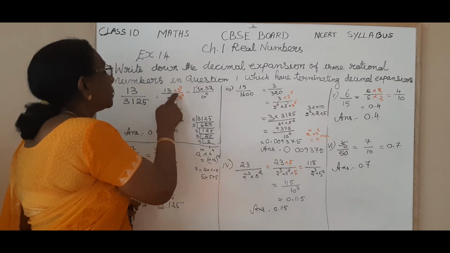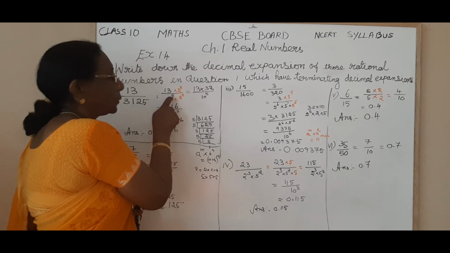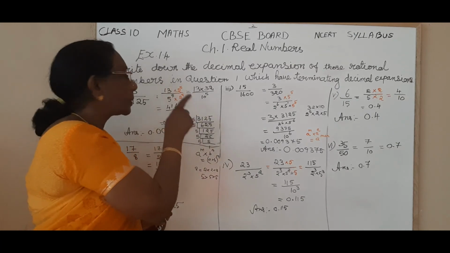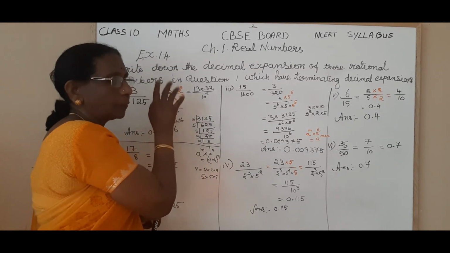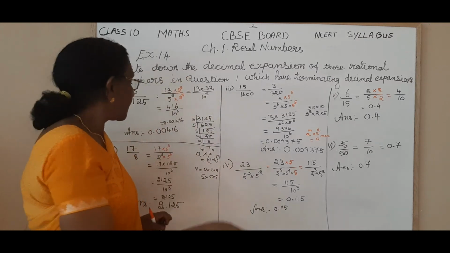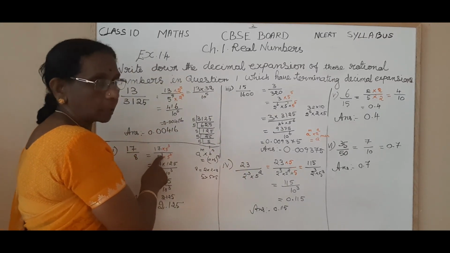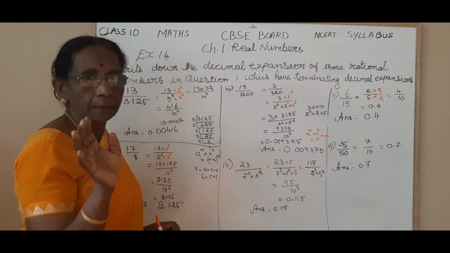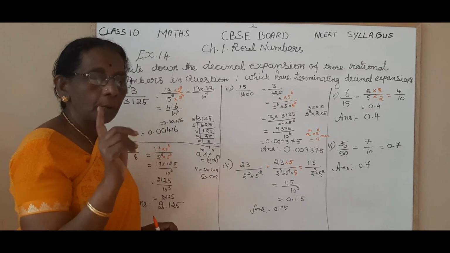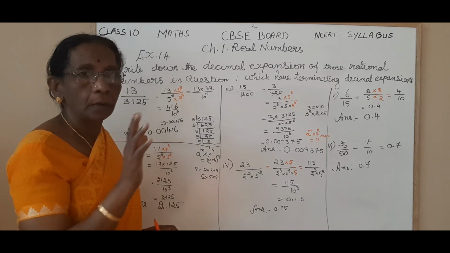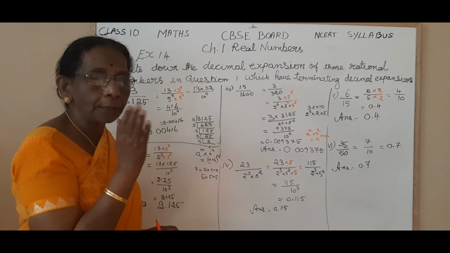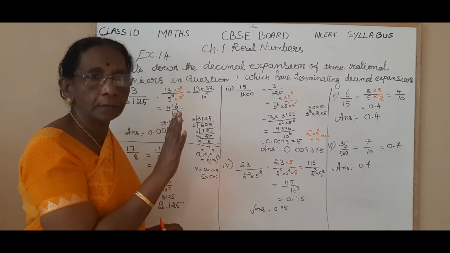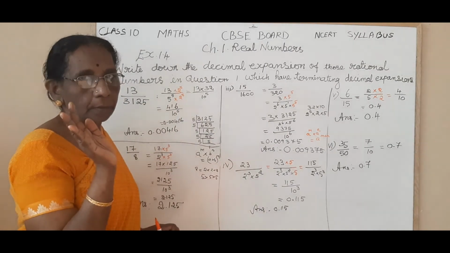So what should you do? See this 5. So maximum, how many decimal places? This is only 5 decimal places. Here if you see, the power is 3. So it is 3 decimal places. Like that you can just write the answers. Okay, children. So for 1 mark you have to spend only 2 minutes, not more than that. Within that 2 minutes, you have to finish this question and you have to move to the other one.